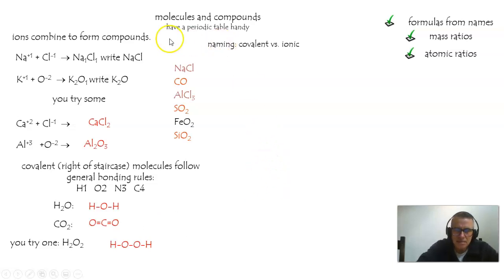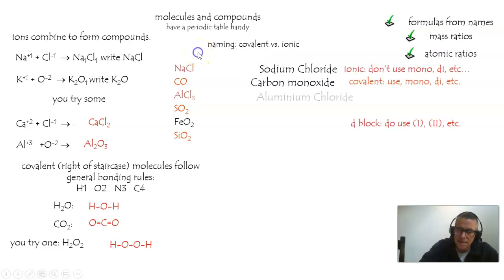The naming system's a little weird, but a lot of it students know already. I'll bet you already know that NaCl has the proper name of sodium chloride. I'll bet you know that CO is carbon monoxide. Therefore, there's a special rule. If it's an ionic compound, like a salt, like a metal to a nonmetal, don't use those mono, di, tri. They get skipped for some reason. If both have elements to the right of the staircase, we do use the mono, di, tri.